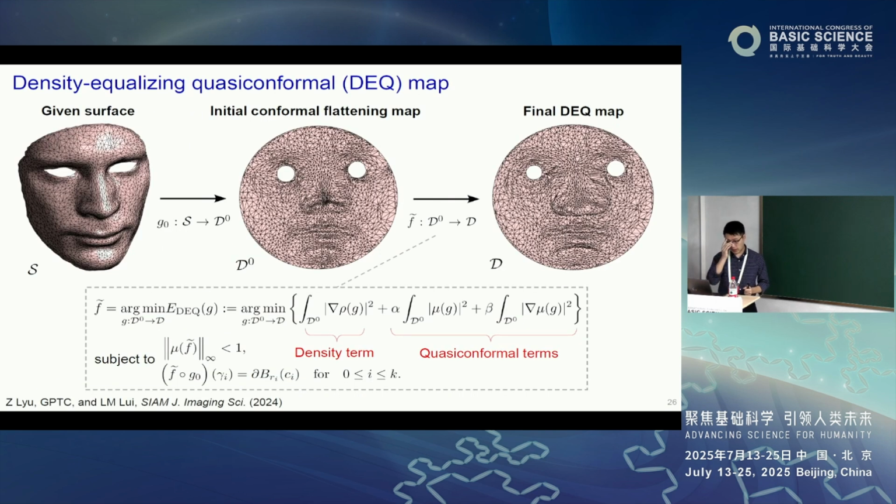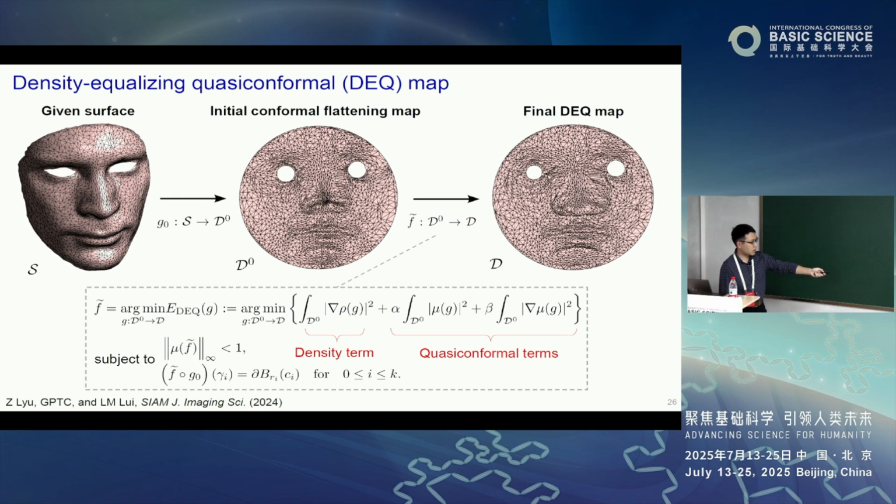Here is the overall framework of our density equalizing quasi-conformal mapping, the DEQ mapping. Suppose we are given a surface like this. In this case, we can directly start with a multiply connected surface with some interior holes. But of course, the method will also work for the case of a simply connected surface. For the initial map, we will just map it to a planar domain using a conformal mapping, and then we will be solving an iterative process, just like what we did in the density equalizing mapping work.